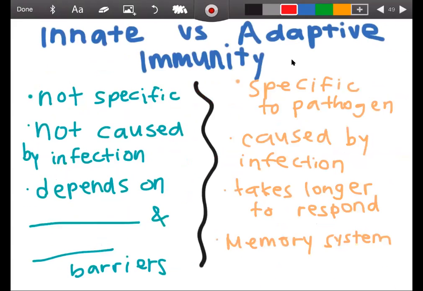And then the module also talks about innate versus adaptive immunity. So in innate immunity, innate means something that you're born with. So these are not specific. These will target viruses that are not specific. They could target things that are not caused by infection. And they mainly depend on physical and chemical barriers in the body.